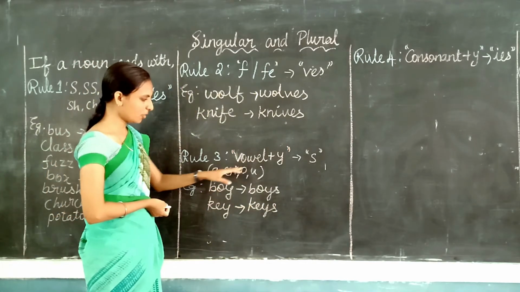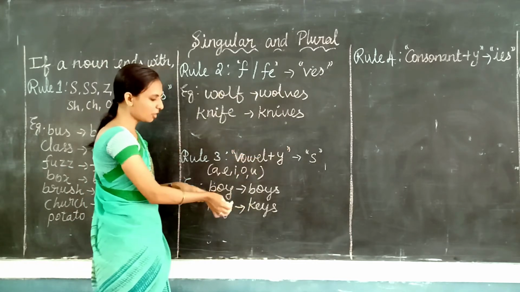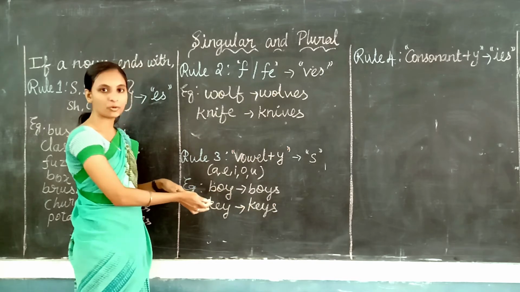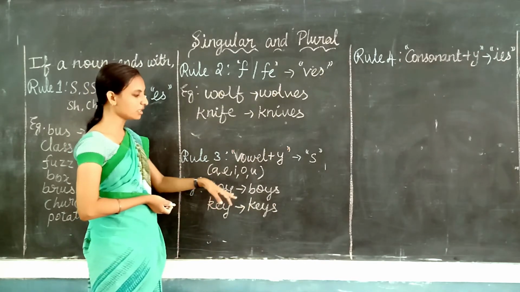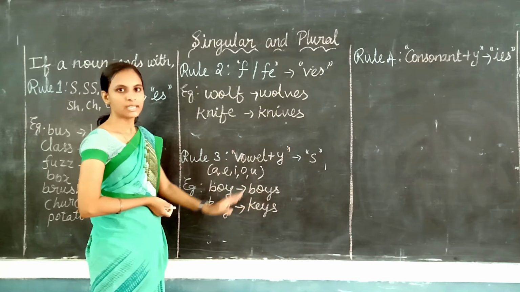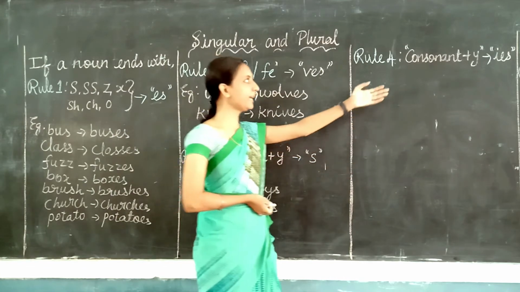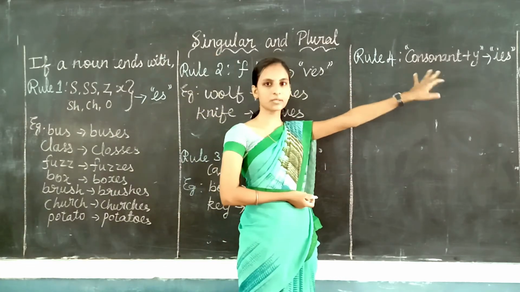Clear? So if a noun ends with any vowel plus y, there you are not going to remove y from the noun when changing to plural. There you are going to directly add s after the word. Clear? Okay. Let's see the last rule, that is, if a noun ends with consonant plus y.